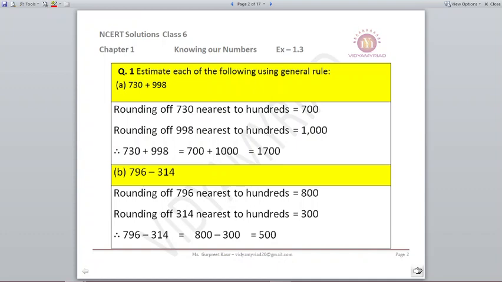Next, 796 minus 314, so we can convert it to the nearest 100. 796: 96 is more than 50, so I will take the next number, 800. 314: 14 is less than 50, so I will take the previous number, that is 300. So 800 minus 300, I get 500.